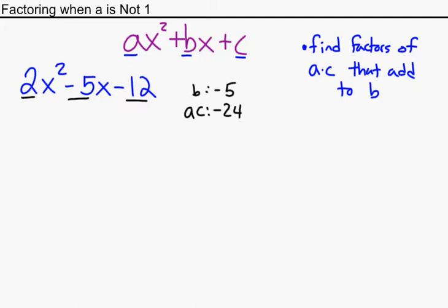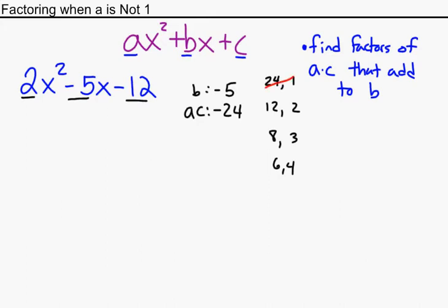So I go through and list out everything that multiplies to give me 24. Remember, I'm not really concerned about the negative yet. So I have 24 and 1. I have 12 and 2. I have 8 and 3. And I have 6 and 4. Those are my options. And I look at who can I add or subtract in order to get a 5. And later I'll worry about the negative.